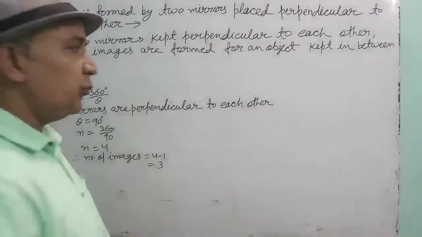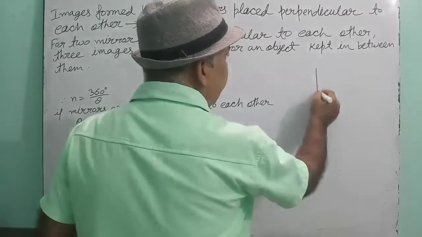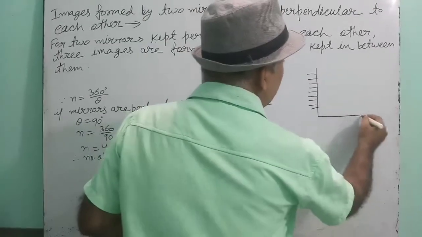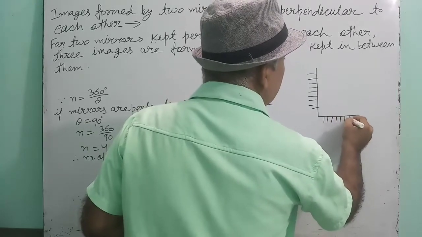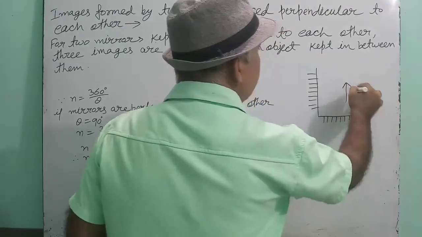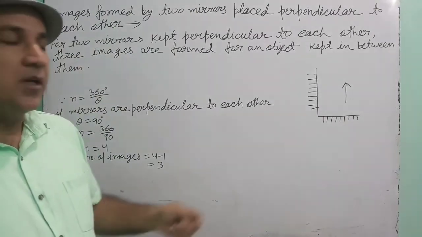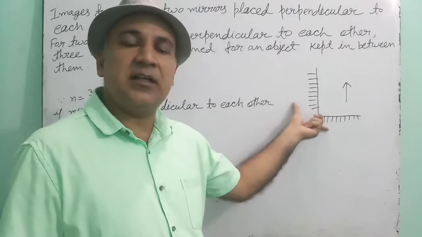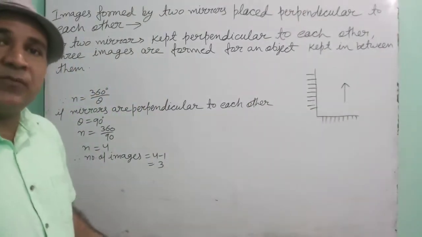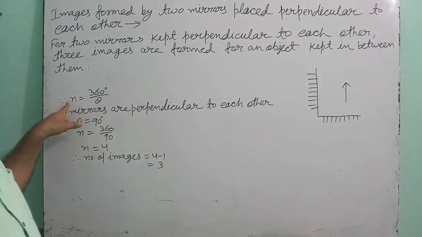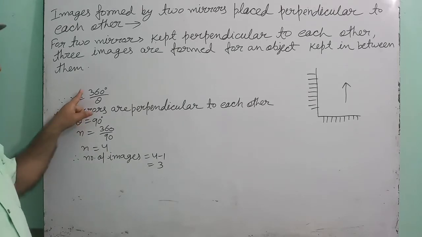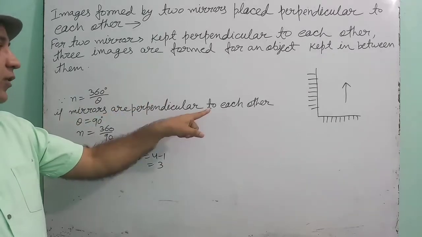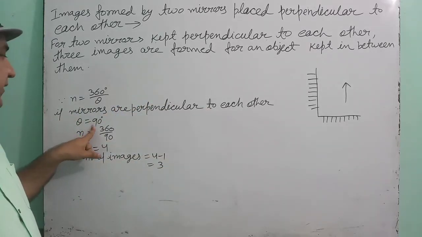That means if two plane mirrors are kept perpendicular to each other. See, suppose this is the one plane mirror and this is the another, and object is kept between them. If two plane mirrors are kept perpendicular to each other, then how many images will be formed? Again use the same formula. We know that n is equal to 360 degree upon theta. If mirrors are perpendicular to each other, then theta will be 90 degree.